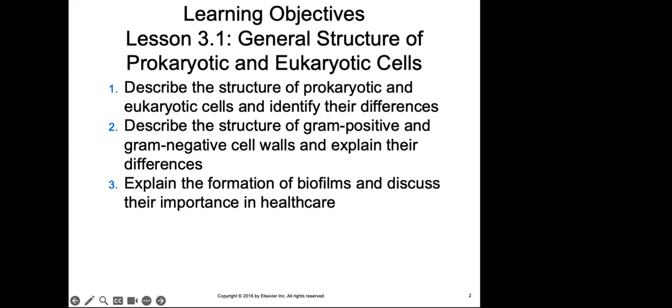Now, there's two basic types of cells. There's prokaryotic and eukaryotic cells. The prokaryotic cell was the first to show up on the planet, and it does not have a membrane-bound nucleus, so its genetic material just hangs in the cytoplasm of the cell. And there are no membrane-bound organelles either, okay?